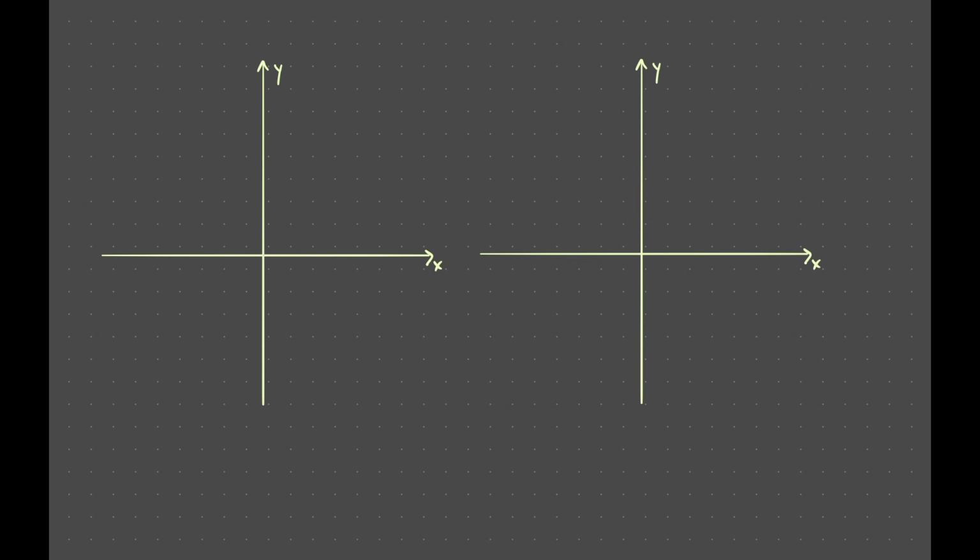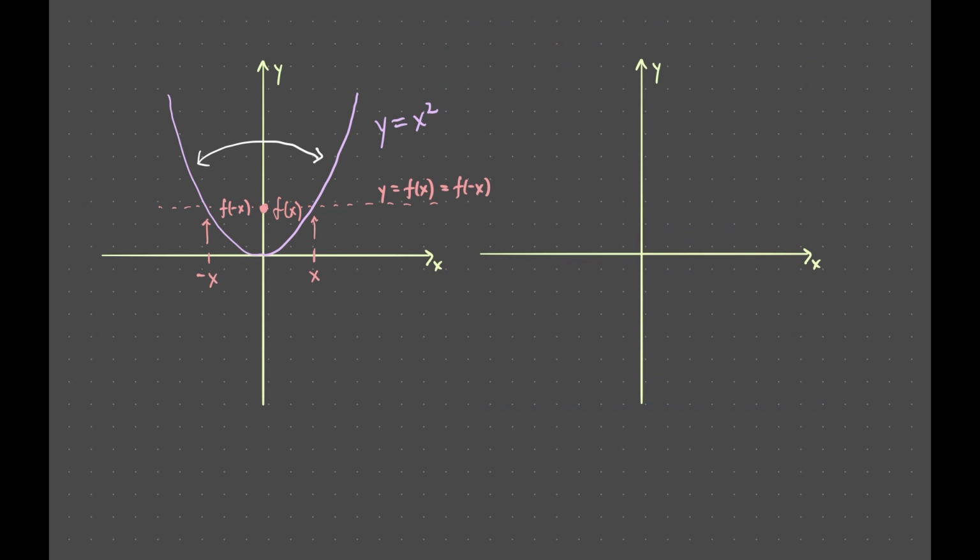These symmetry properties are also reflected in the graphs of these types of functions. For example, the graph of f of x equals x squared, which is an even function, enjoys a symmetry across the y-axis. This is because the condition of being even is that f of minus x equals f of x, meaning that the inputs of minus x and x must produce the same output. What this means for the graph is that the inputs of minus x and x must rise to the same vertical output along the graph, which means the corresponding points on the graph must lie on the same horizontal line, and must therefore be mirrored across the y-axis.